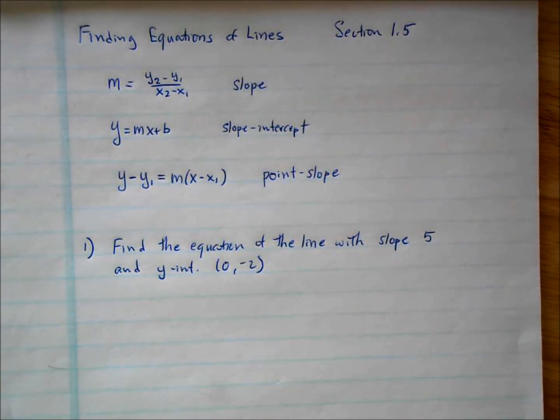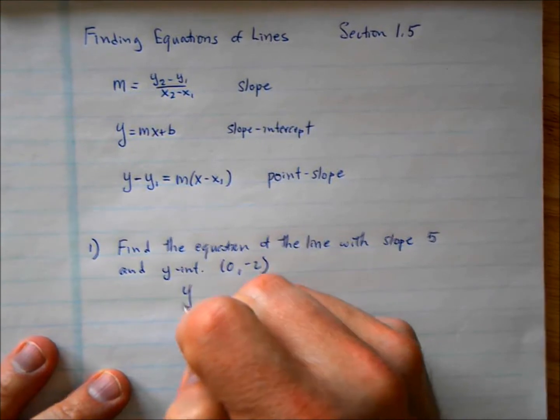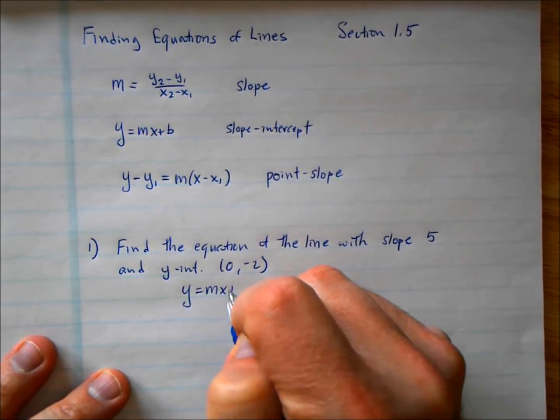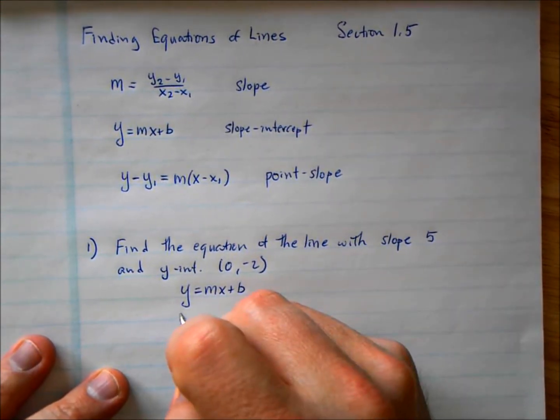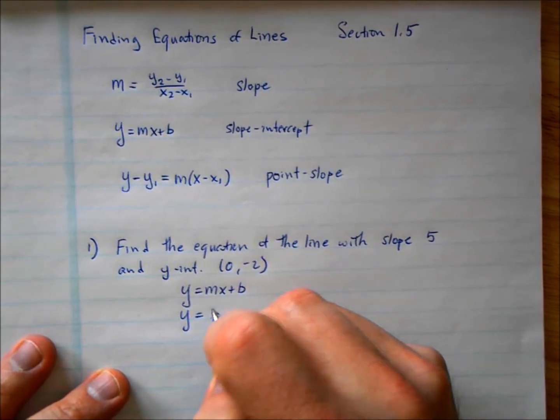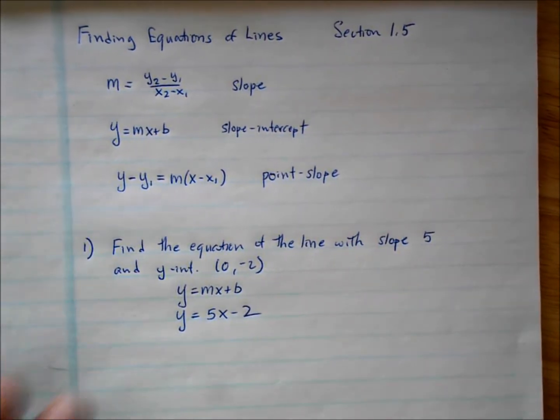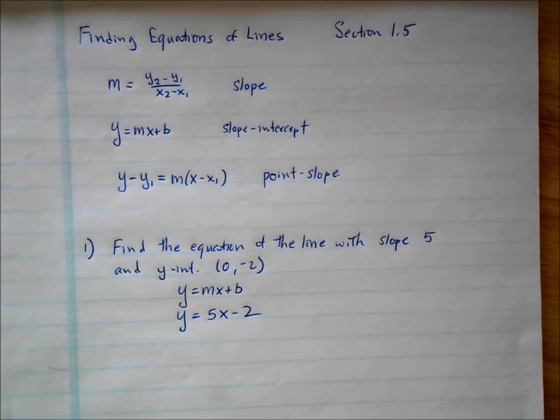Well, really very little to do with this problem. They give you the slope, they give you the y-intercept, so that right away tells me I want to use slope-intercept form. And all I have to do is fill in the numbers. y equals 5x minus 2. That would be it. That would be all there would be to doing that problem.